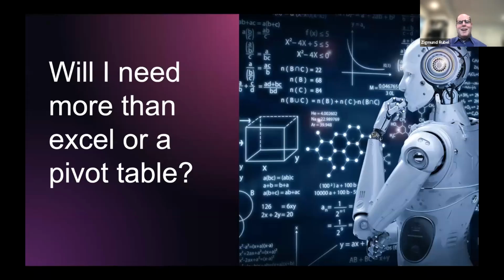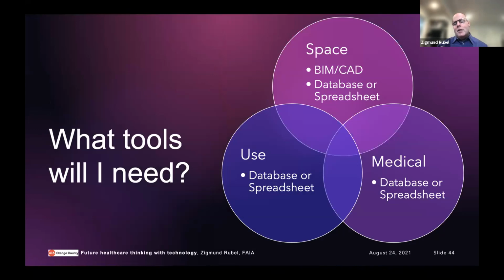I hope you're wondering. So you might be thinking, will I need more than an Excel file or a pivot table? And the answer is maybe, maybe not. But what I've showed you are really 3 domains. The space domain, and I'm sure you all have BIM or CAD packages, and that needs to be connected to a spreadsheet or a database. You need medical information, which is either in a database or a spreadsheet, and use information, which is also in a database or a spreadsheet.